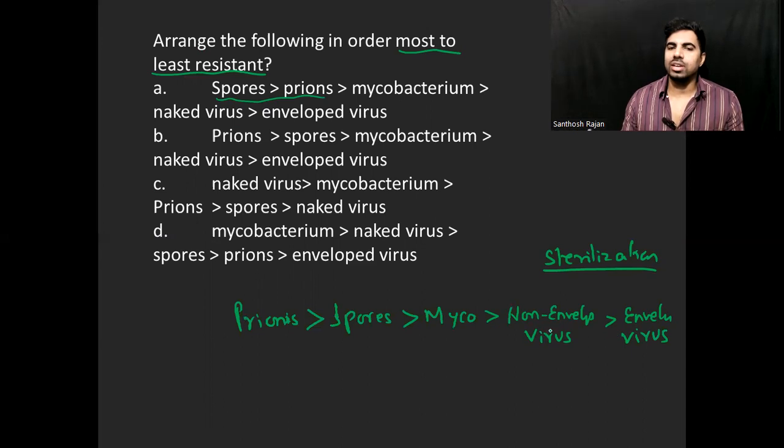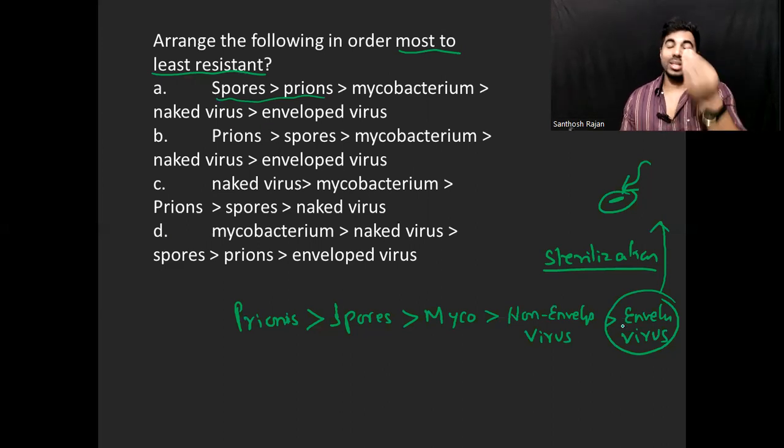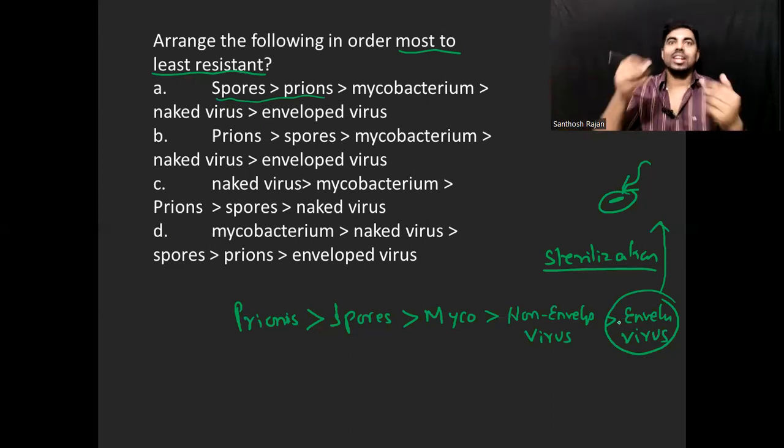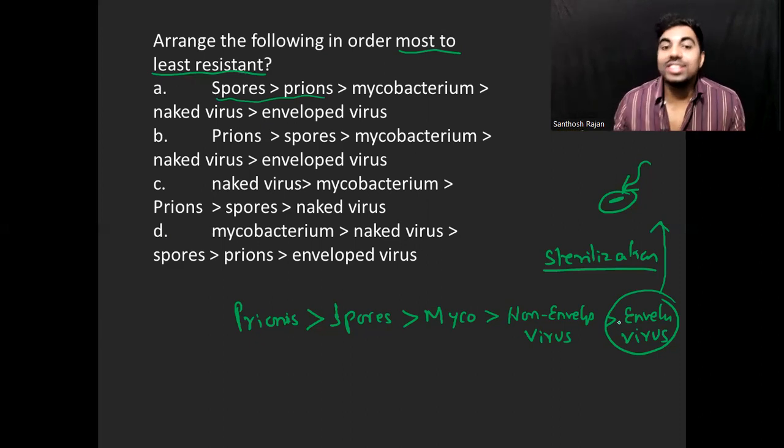Sir, why non-enveloped? Sir, enveloped should have come, why non-enveloped? Because if there is an envelope, it is easy for a sterilizer to act and kill the virus. But if there is no envelope, there is no target where the sterilizer will go and act. That's what we say, non-enveloped virus is difficult to kill.